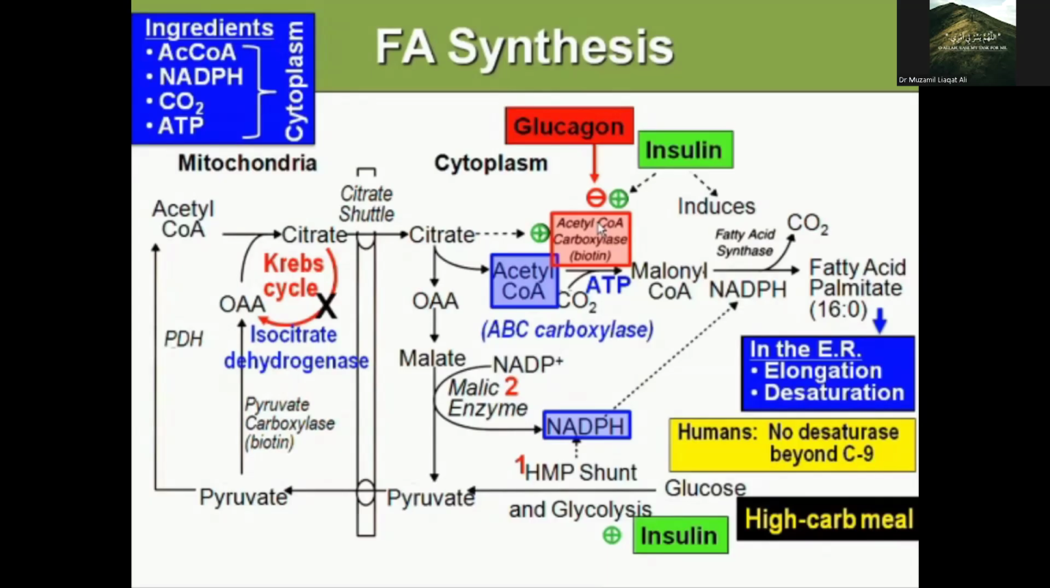So long-term regulation gives the following: a carbohydrate diet leads to insulin production, and that upregulates the ACC and FAS gene expression. Fasting or glucagon leads to downregulation. Dietary fat suppresses de novo synthesis because you don't need to make what you already ate.